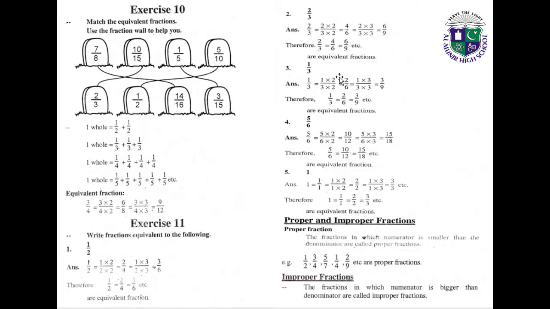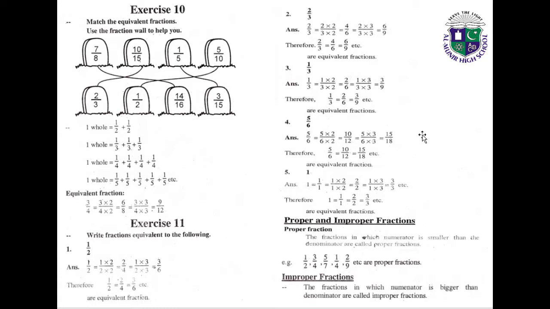These are equivalent fractions. Question 3: 1 over 3, 1 multiplied by 2, 3 multiplied by 2: 2 ones are 2, 3 twos are 6. 1 multiplied by 3, 3 multiplied by 3: 3 ones are 3, 3 threes are 9. 1 over 3 equals 2 over 6 equals 3 over 9 are equivalent fractions.